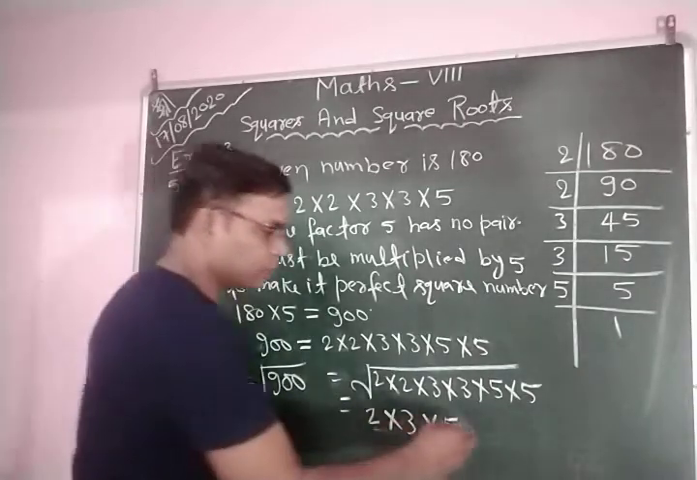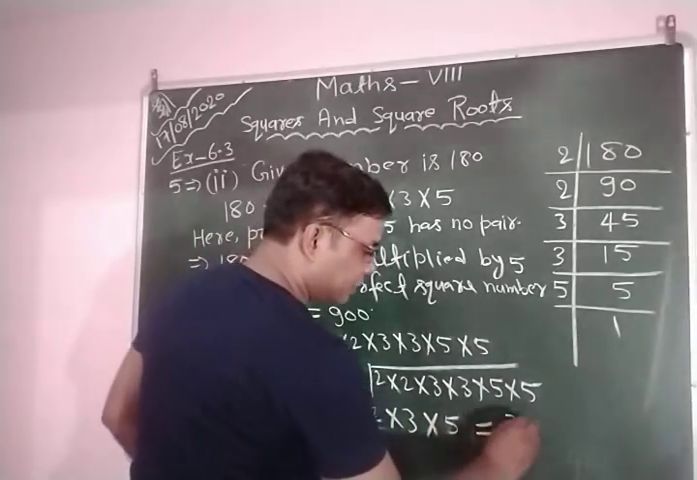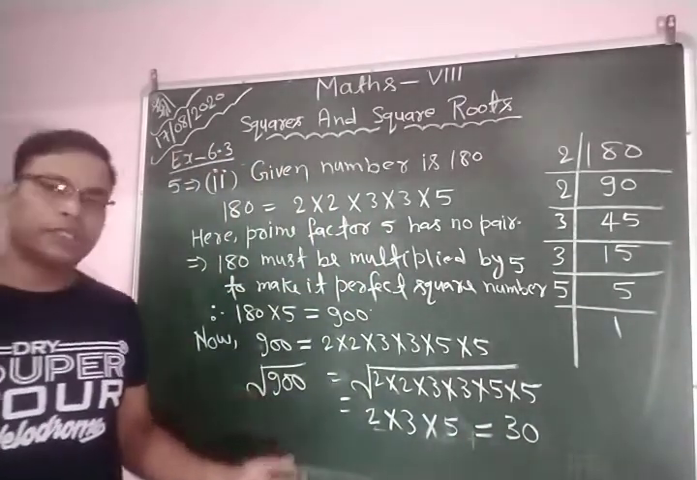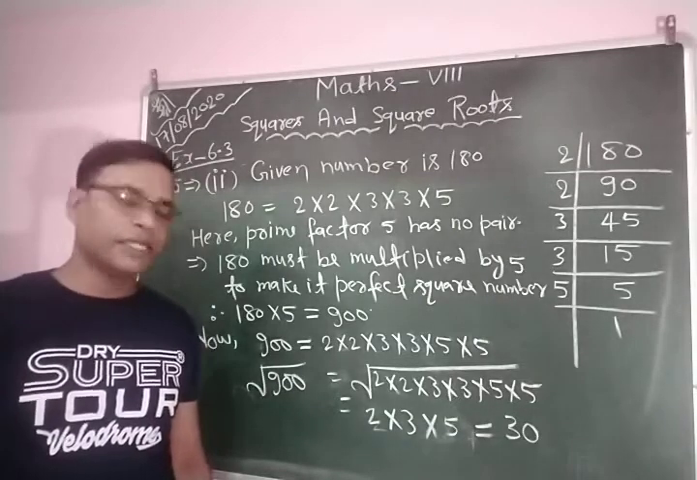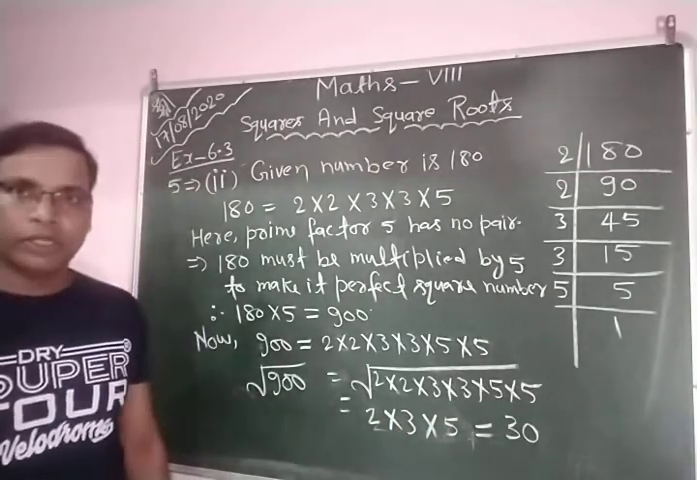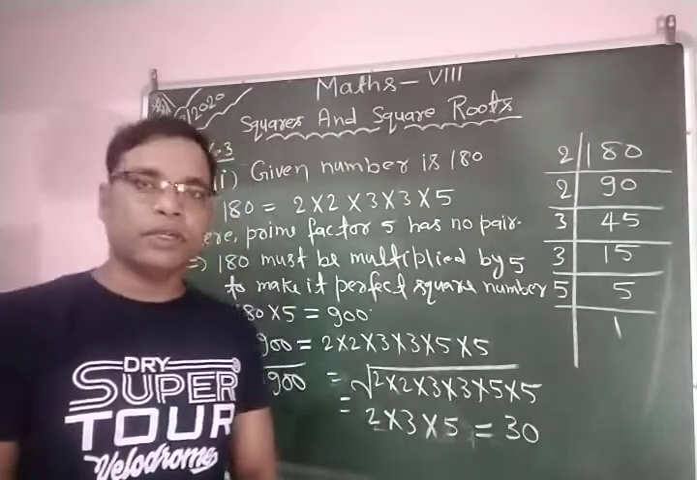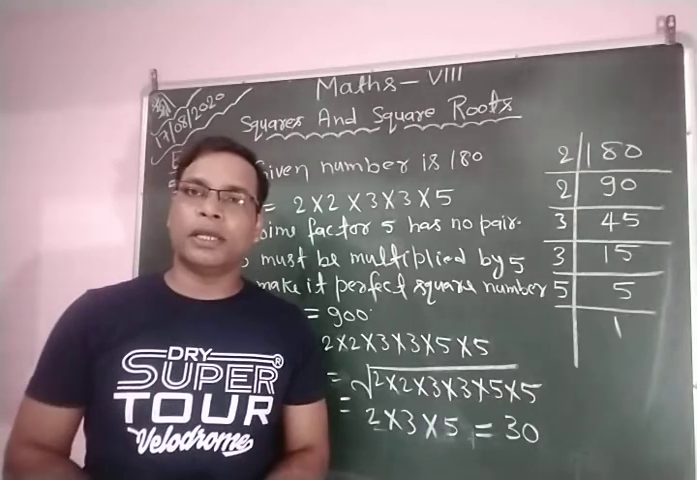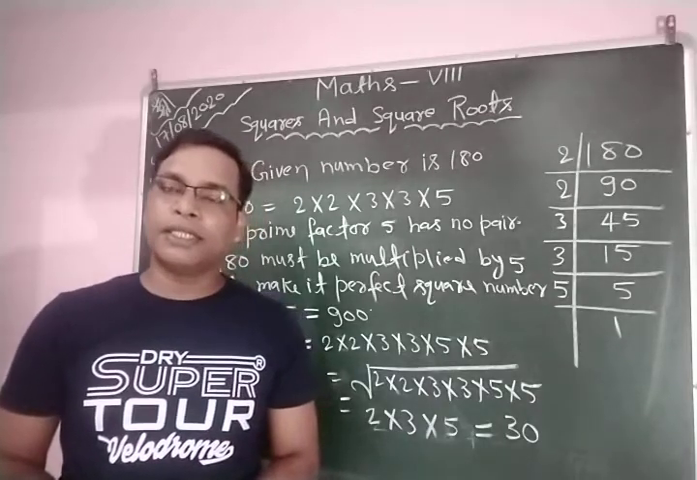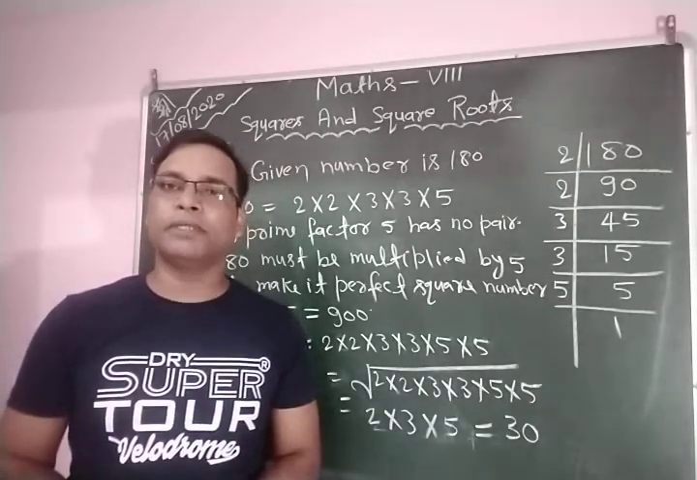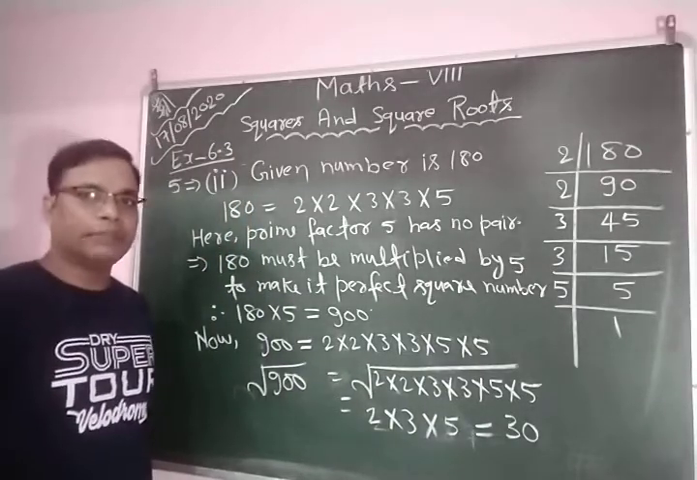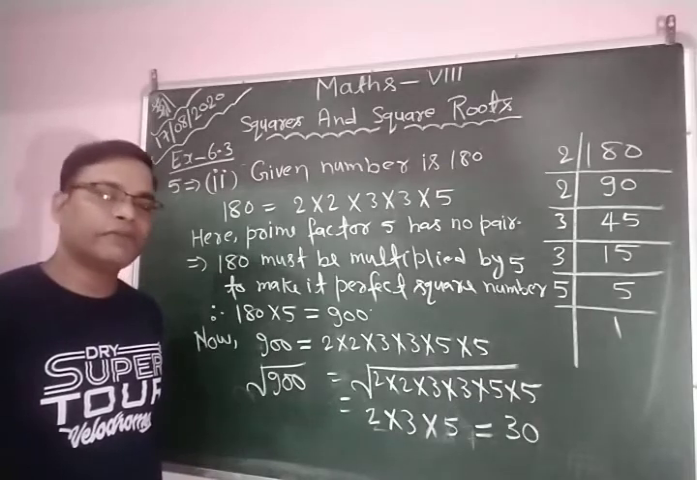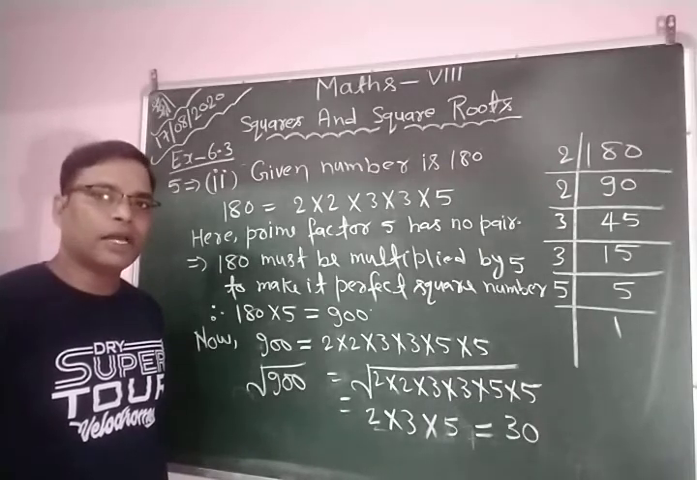Okay, so this is a 30. Here you can see the square root of 900 is 30. Students, I hope all of you understood how to find the required number that, if you multiply the given numbers, becomes perfect square numbers. After this we find the square root of the new numbers.